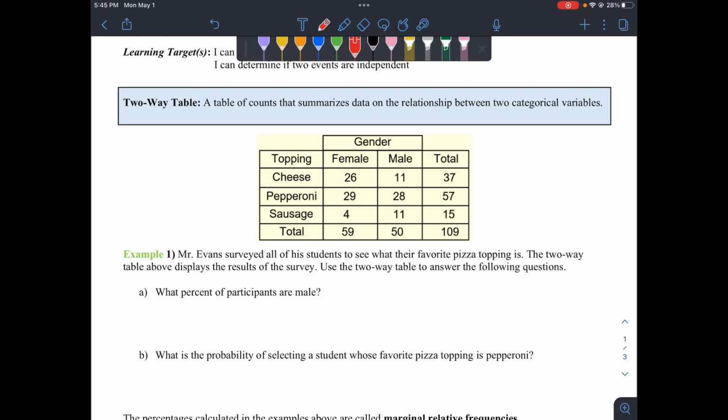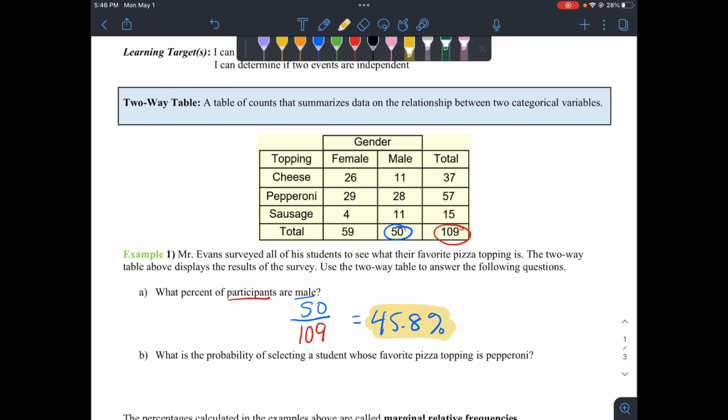So Mr. Evans surveys his students on what their favorite pizza topping is, and we want to use this table to answer the following questions. So what percent of participants are male? We want to look at the total participants, which is 109. And then we want to look at how many are male. So out of 109, we have 50 that are male. So if I divide those two, I would get a percent of 45.8%.